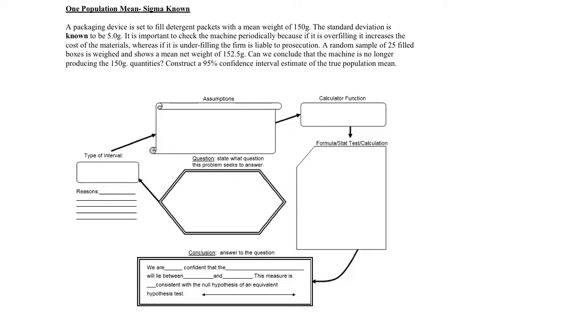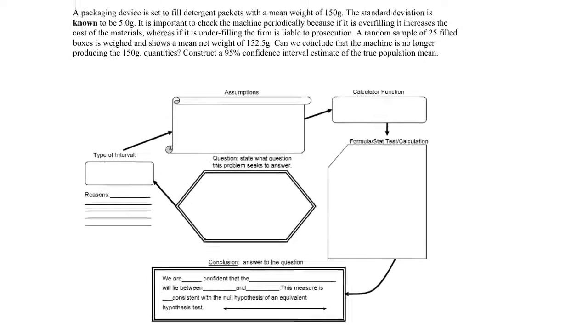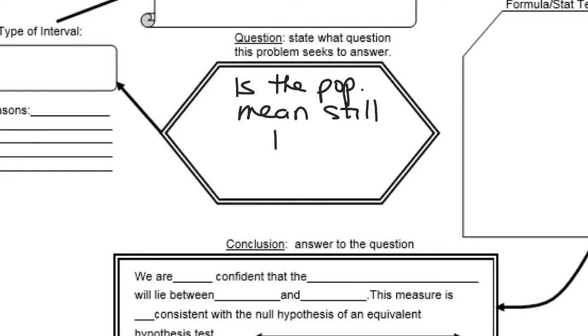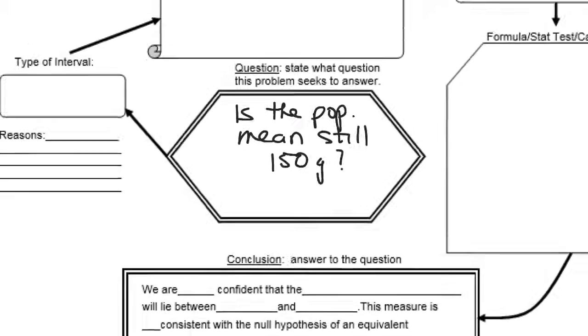We're going to use a confidence interval to basically support our work. All right, so let's investigate. First thing I'm going to do is restate the question. Is the population mean still 150 grams? All right, so that's our status quo.